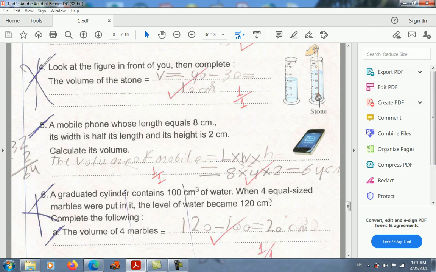4. Look at the figure in front of you, which is on the right, then complete. The volume of the stone equals, of course, V2 minus V1. In this case it's equal to 40 minus 30. So it's going to be 10 cm cube.